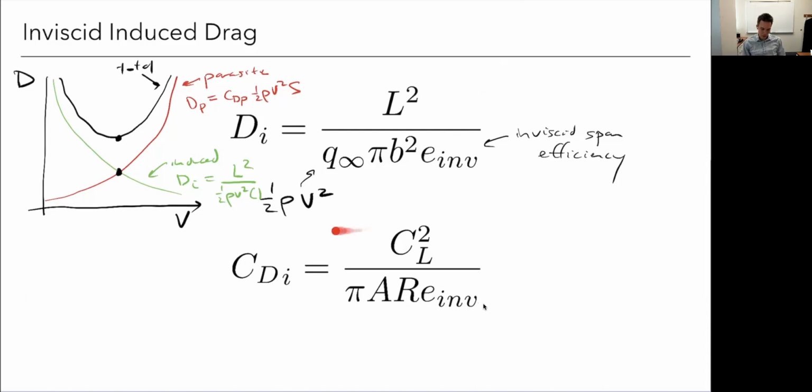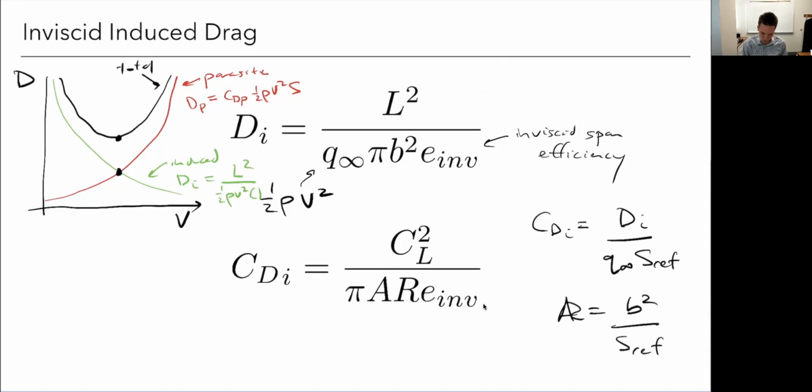The other thing I have here, this is the same equation, we've just normalized it. We use the same definition of a drag coefficient: the drag divided by dynamic pressure and a reference area. And remember again that aspect ratio is span squared over reference area. So this is the same equation, just in a non-dimensional form. If you're thinking about what to do to reduce drag, it's helpful to think about actual drag, because sometimes you can reduce your induced drag coefficient while still actually increasing the induced drag.